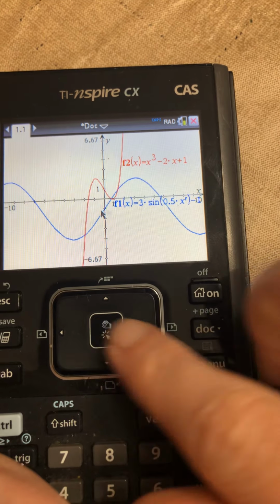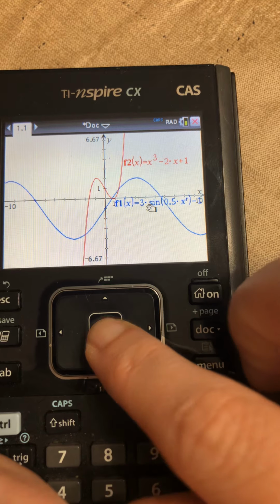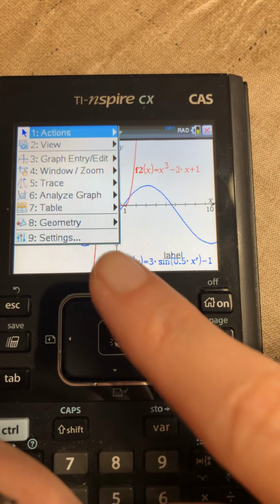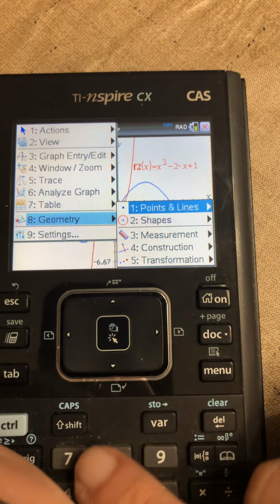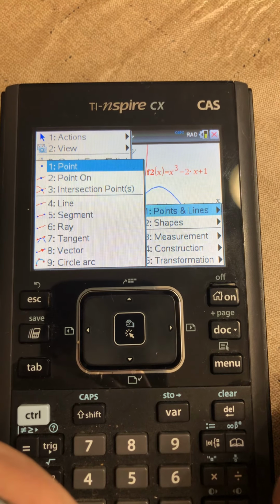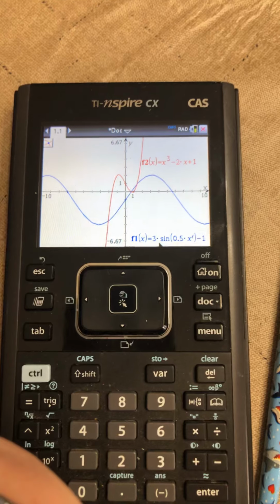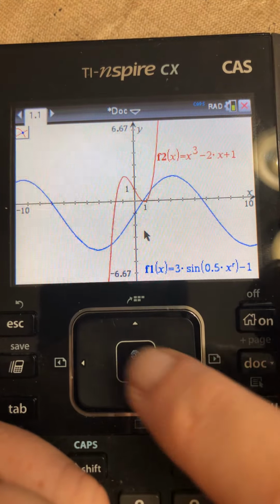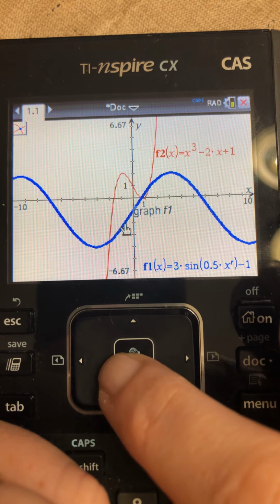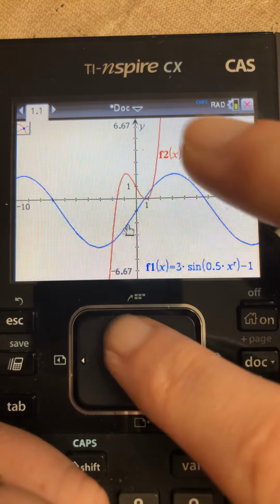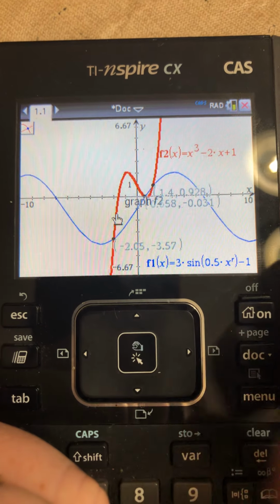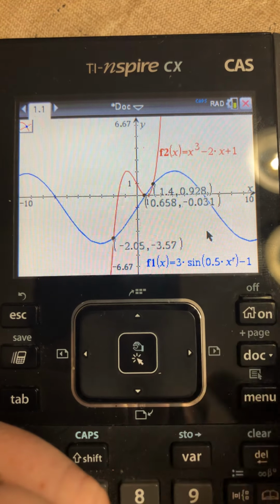All right, I'm going to get this out of the way. So the easiest way: menu, 8, geometry, 1, points and lines, and 3, intersection. This is the easiest way because it's going to find every single intersection point for you. So you're going to take your little cursor and click on the blue sine graph, and then click on the red cubic, and it's going to drop all intersection points.